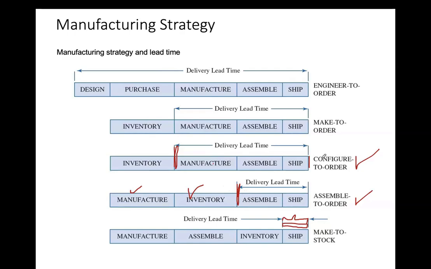The third approach was configure to order, whereby a customer can configure, change the design, and choose a design of their choice. In this case, it will start from manufacturing because every design is different. Therefore, this delivery time would be relatively long compared to assemble to order. Delivery lead time starts from manufacturing, which means once an order is received from the customer, the company would start manufacturing and then assembling and then ship it. So that would be the delivery lead time.